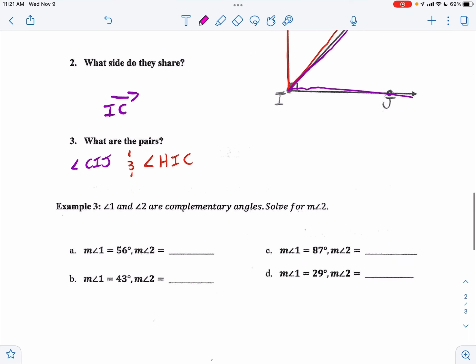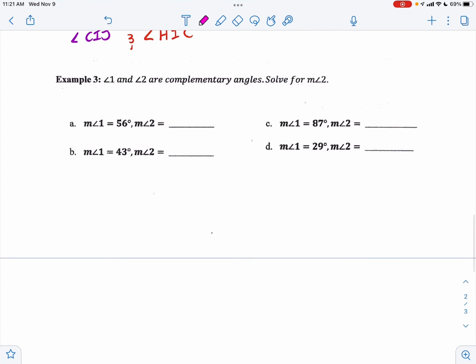Great. Now let's look at example 3. Example 3 says angle 1 and angle 2 are complementary angles. What does that mean? Yes, 2 angles that add up to 90 degrees. Solve for measurement angle 2. All right, so we have 4 different questions here. So let's look at A. A says measurement angle 1 is 56 degrees.